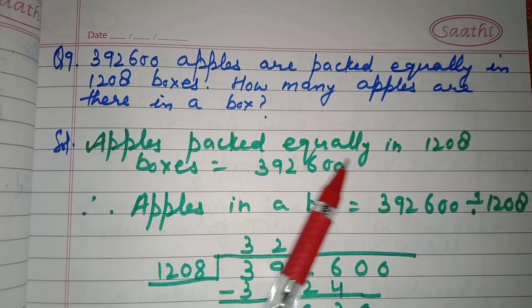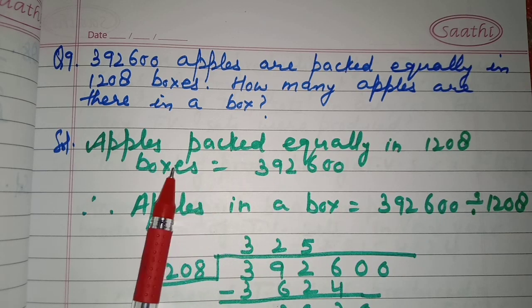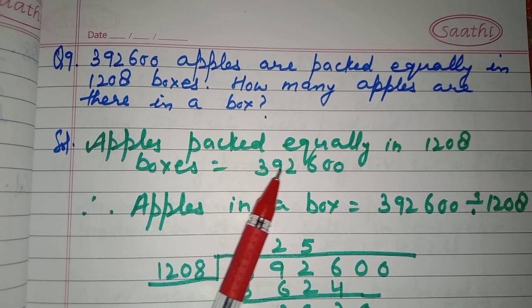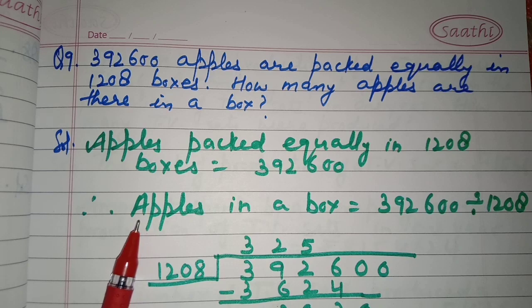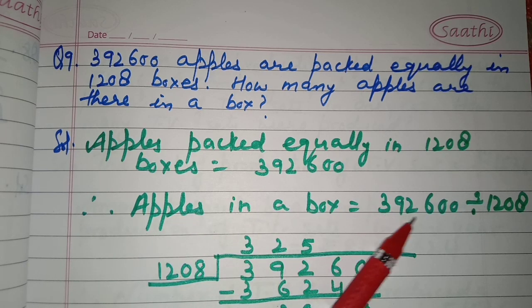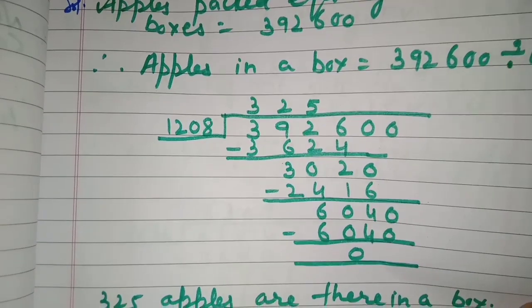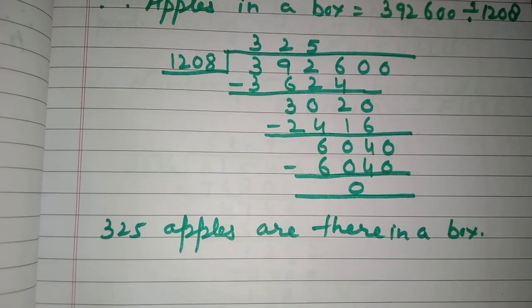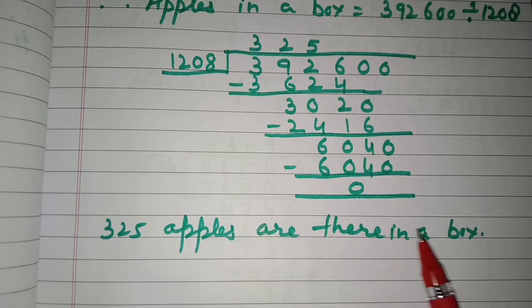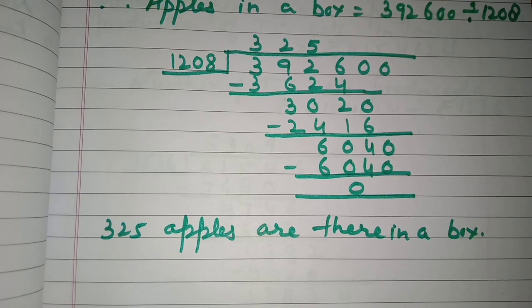So apples packed equally in 1,208 boxes. So it is 3,92,600. Therefore apples in a box, for that we need to divide 3,92,600 by 1,208. So what we will get after division? After division we will get 325. It means 325 apples are there in a box.